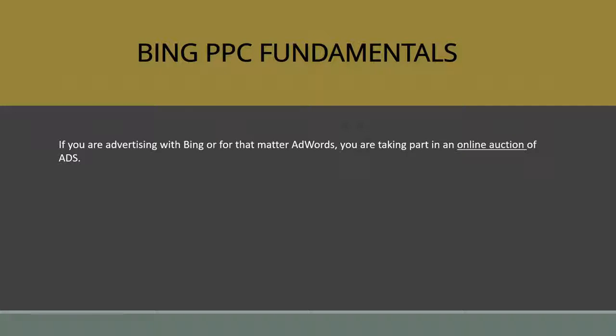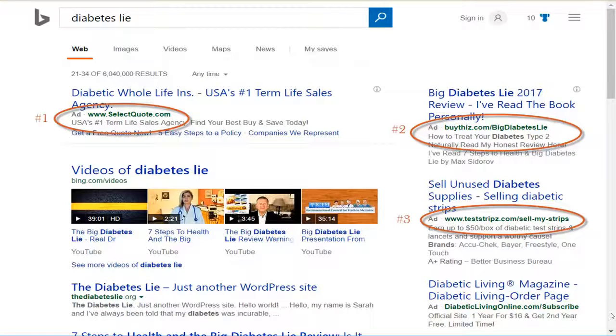If you're advertising with Bing or for that matter AdWords, you are taking part in an online auction of ads. So what do I mean by online auction? It is an online auction of ad spaces. These spaces are being auctioned and Bing decides what ads need to be shown and where they need to be placed on the page. Higher or lower in the mainline positions or in the sidebar.